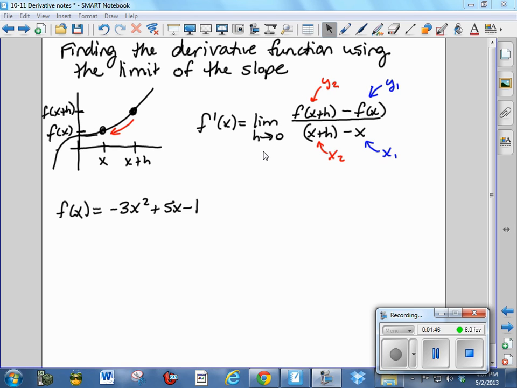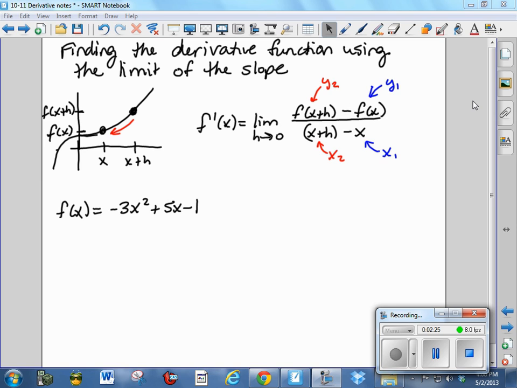We say this using limit notation, that the limit as h goes to 0 of our slope, y2 minus y1 being f of x plus h minus f of x, and x2 minus x1 being x plus h minus x. As h goes to 0, this slope gets closer and closer to the slope of the tangent line. However, in order to find exactly what it is, we'd have to plug in 0 for h, in which case we would get 0 over 0. So we have to actually go through the process of expanding out f of x plus h, subtracting f of x from it, canceling out a common factor, and then taking the limit again.